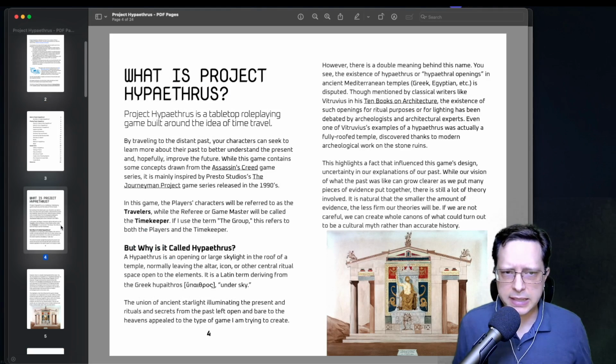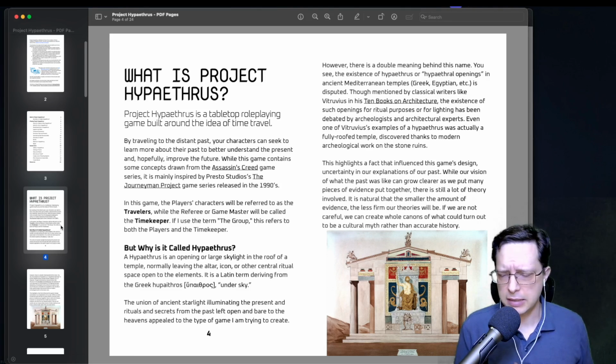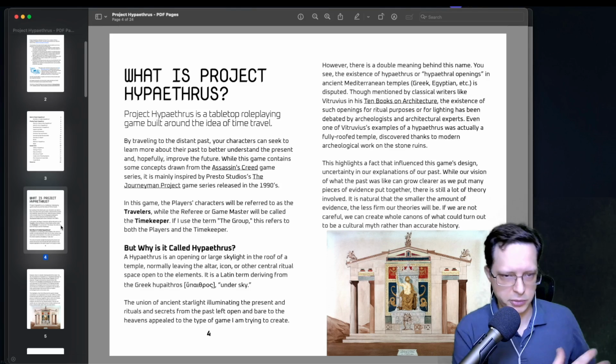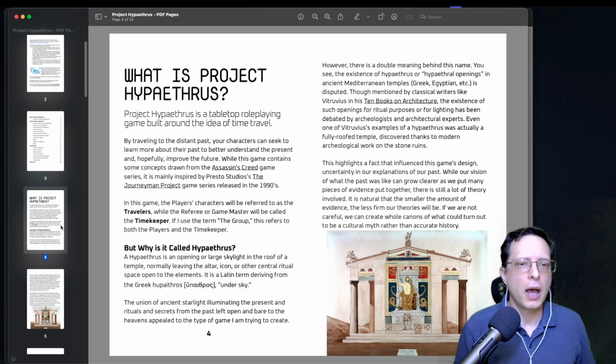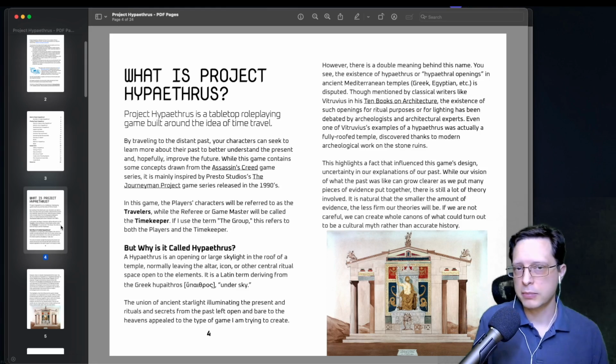But yeah, the basic idea is that you are traveling into the distant past, or you could also use this system to do some sort of dimension hopping, and you're experiencing the past in order to better understand your present and improve the future.